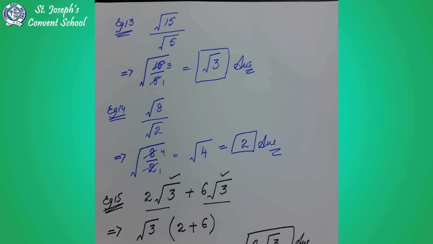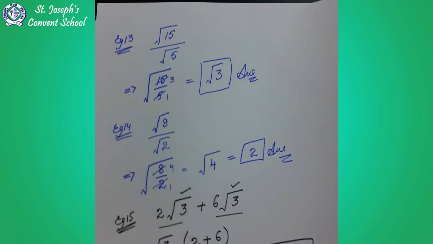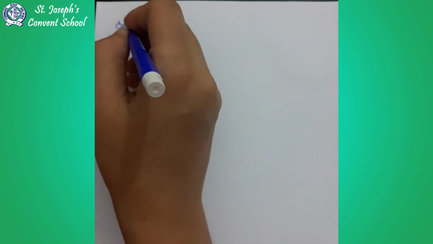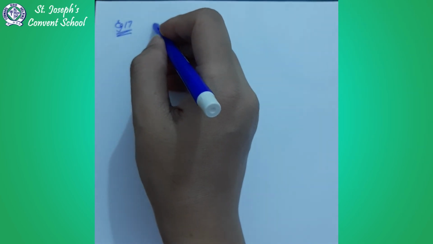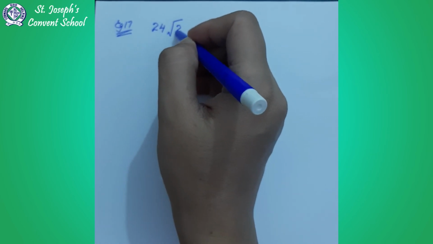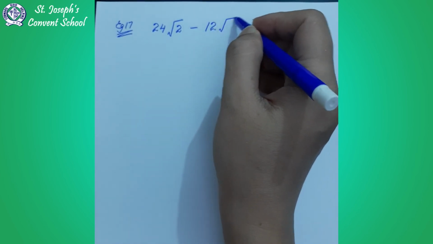Okay, last one, it is almost the last property, but it is the last property. Addition we have done. Let me give you an example of subtraction. How to subtract. Okay, now the subtraction question. Example number 17. Suppose it is 24 under root 2 minus 12 under root 2.